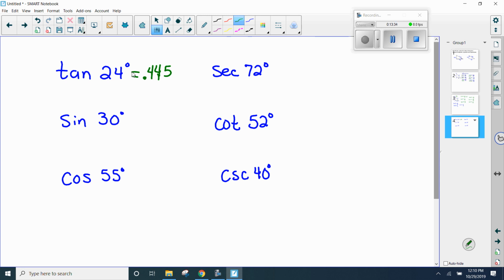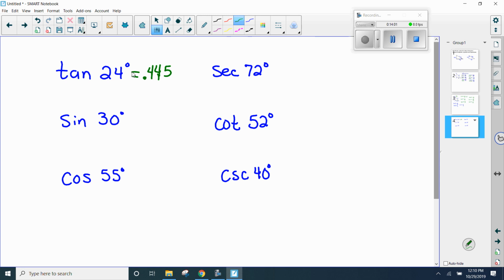Do we have that now? Okay, now just push second function quit to get out of it. Quit is right next to second function, right here on your calculator. Now it should get you back to the screen. Now push the tangent of 24 on your calculator and see if you get 0.445.